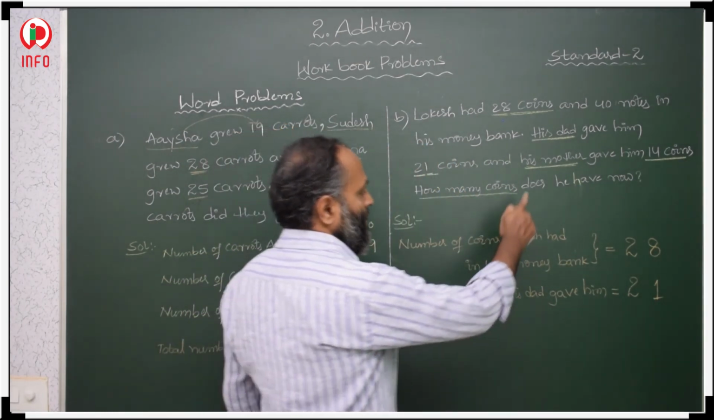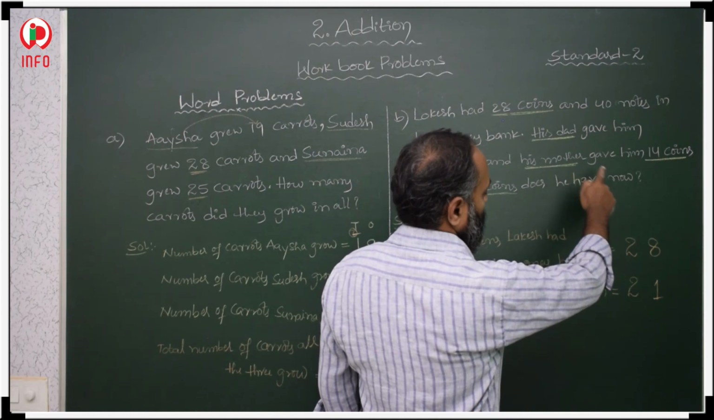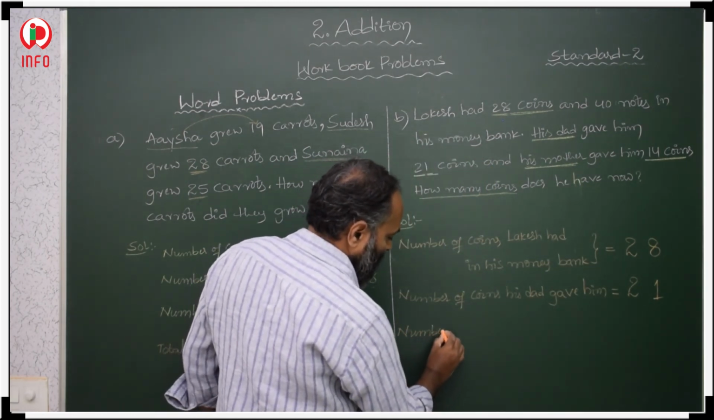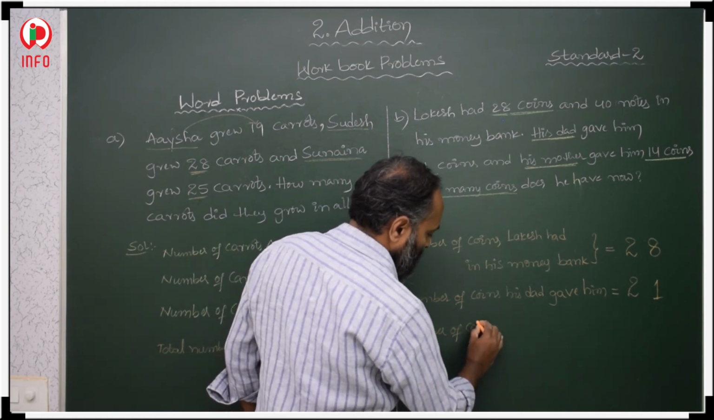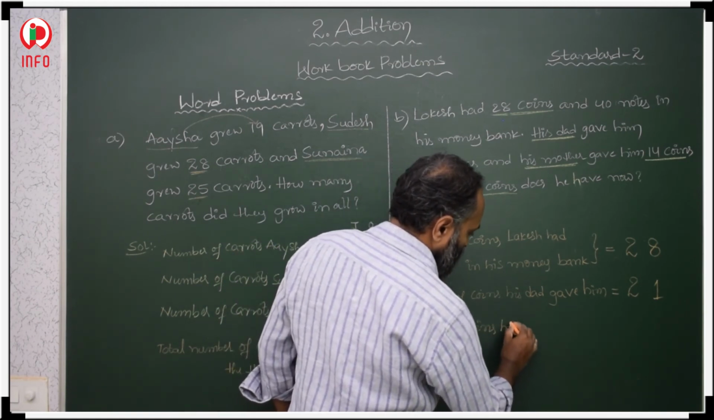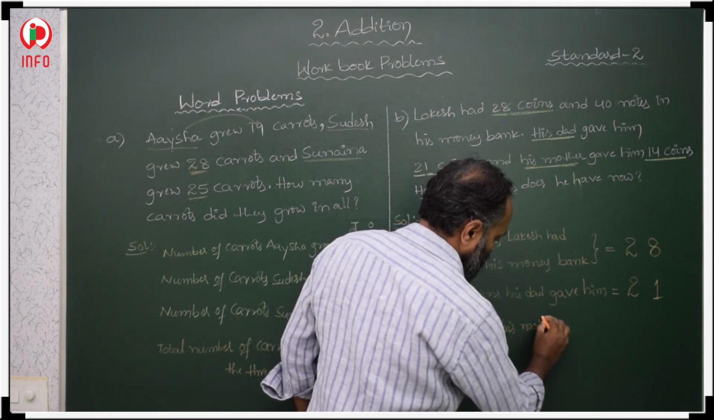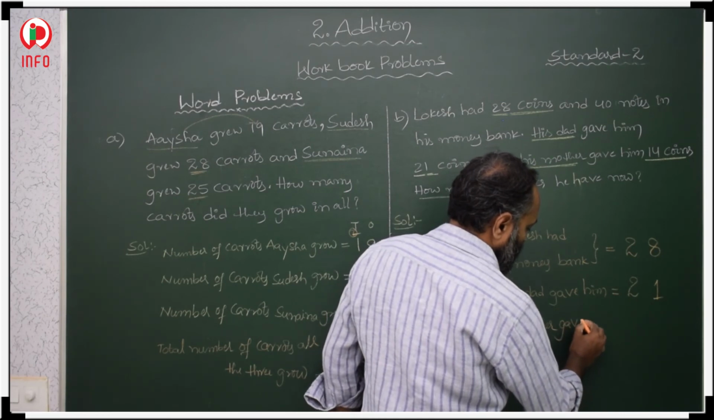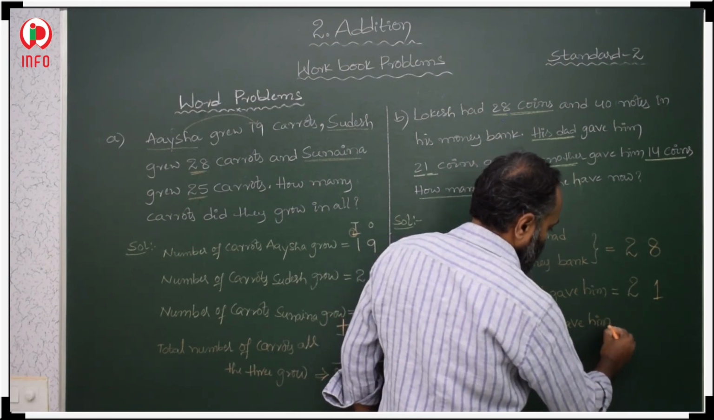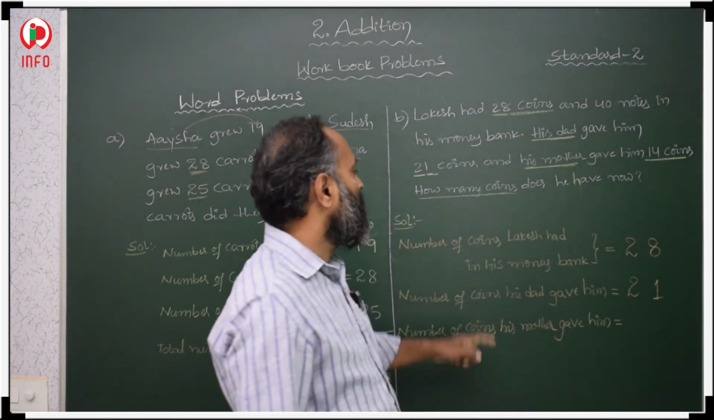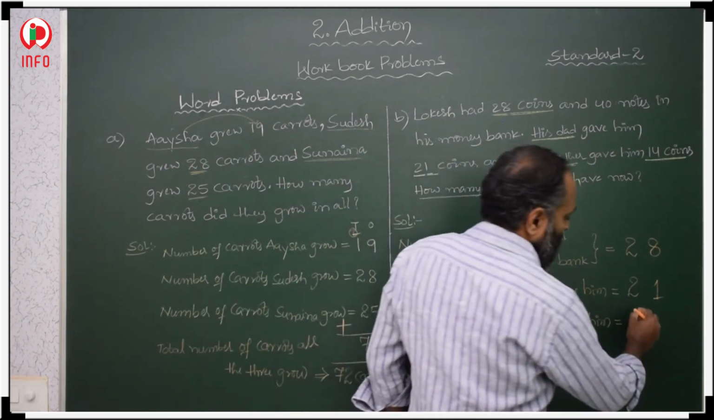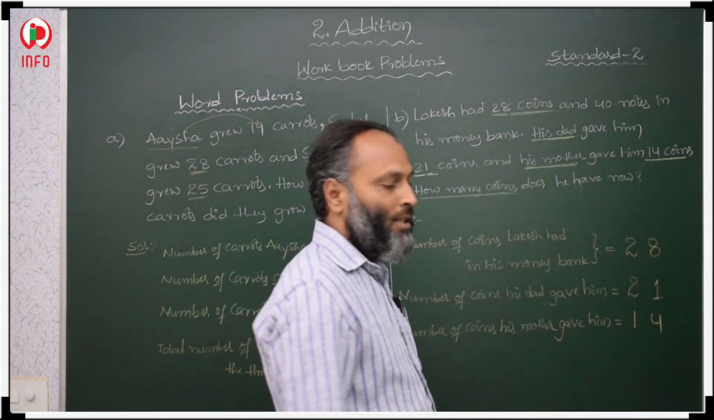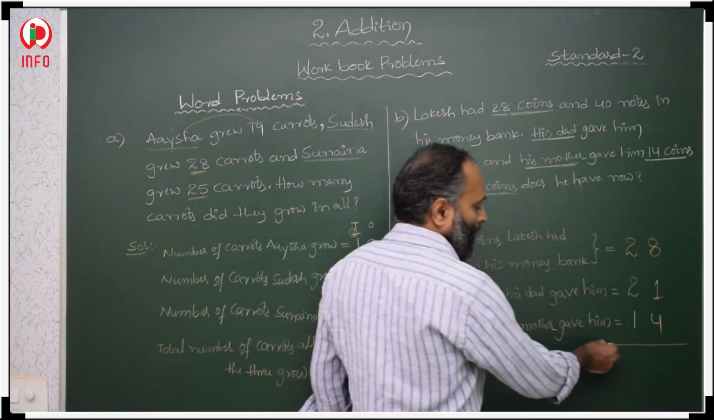Then number of coins his mother gave him. How many coins? 14 coins. 1 in tens place, 4 in ones place. Now we have to add all the coins.